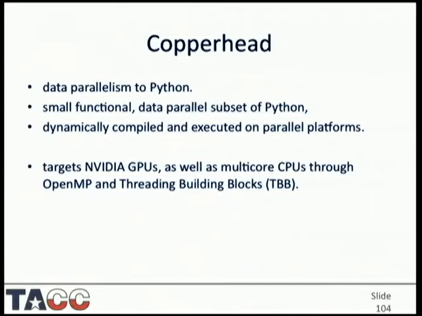The next one is Copperhead, which is written by Brian Catanzaro of NVIDIA, and it's really more about a data parallel language. So Haskell has Data Parallel Haskell, Python has the Copperhead kind of idea. There they just wanted a small functional language. It's actually a subset of Python. Whereas Numba's eventual goal, and Travis, correct me if I'm wrong, is to consume all of Python, or as much as is possible.